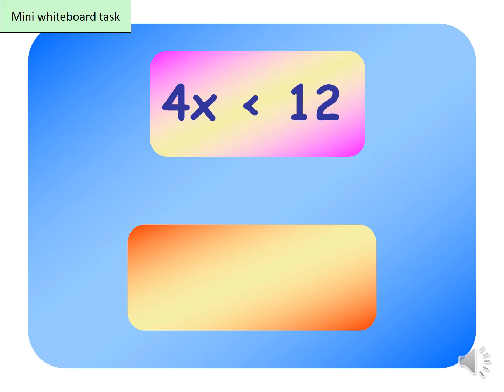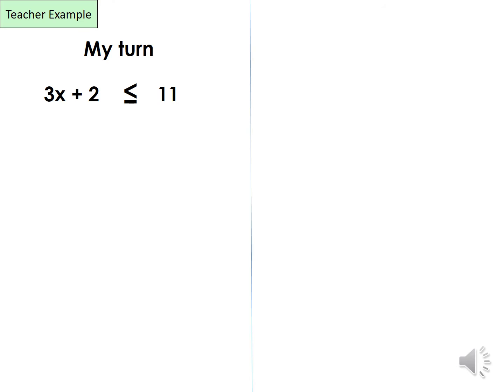Welcome back. x is less than 3. Previously, in the last example, that was a one-step solving method. Now we've got to do 2 steps. I'm going to look at this expression on the left-hand side. I think of a number, I times it by 3, and I add 2. The last thing I did was add 2. So I'm going to subtract 2 from both sides of my inequality, and I now get 3x is less than or equal to 9.